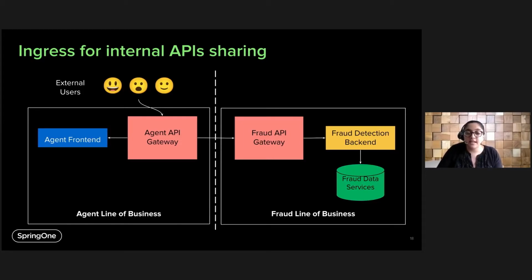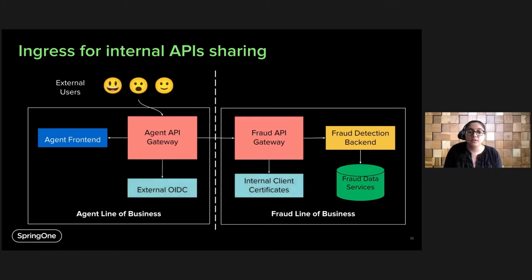So in this use case, the agent line of business is externally facing, but wants to access the fraud line of business's internal services. But both lines of business use different authentication mechanisms. The agent line of business has an OIDC mechanism, while the fraud line uses internal client certificates. So with the help of a gateway to manage respective traffic, you can let the gateway manage authentication and redirections while giving the users of the agent line of business's application access to the fraud line of business's backend services.